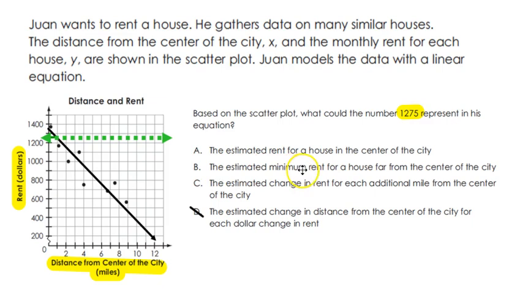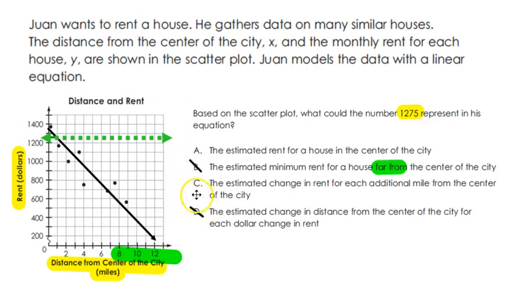So B is the estimated minimum rent for a house far from the center. Far from the center is kind of important because that's talking like out here, right? Far from the center, and 1275 rent is way up here. That doesn't match our data at all. So we can rule out B, it's not going to be it.